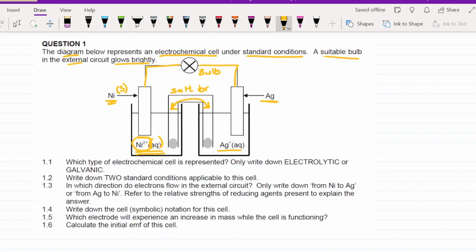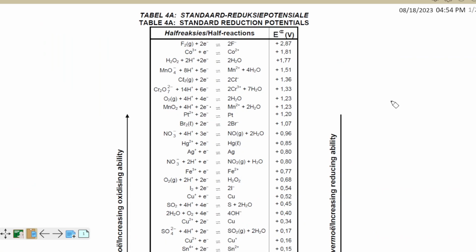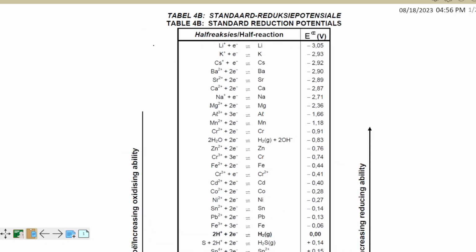This is your table of the standard reduction potentials. It's normally given at the back of your question paper. There are two tables there, table 4A and table 4B. I want you to notice that this one is table 4B. You normally use this one.